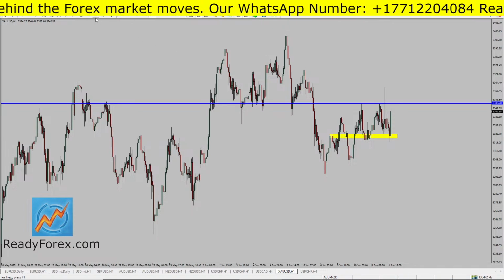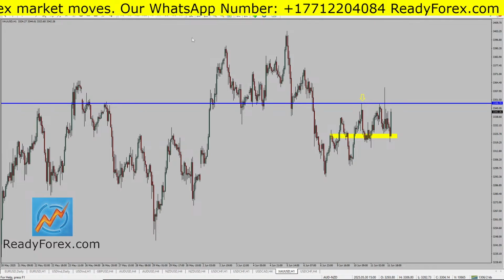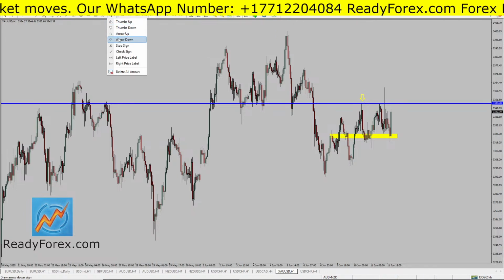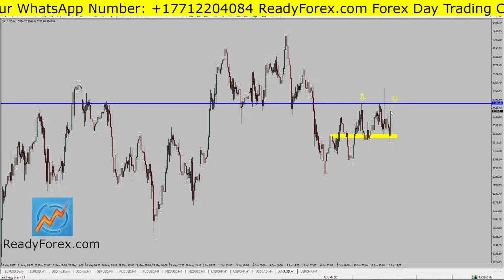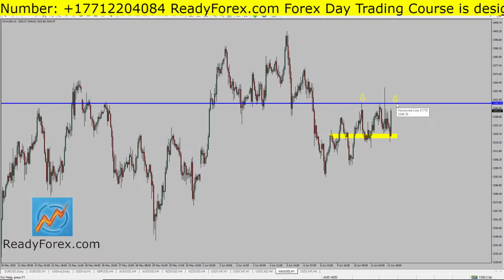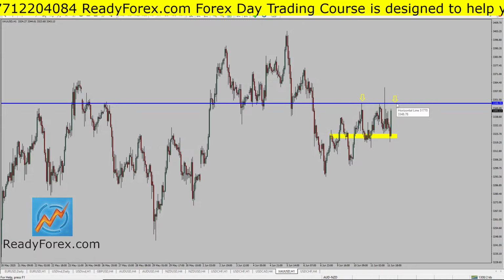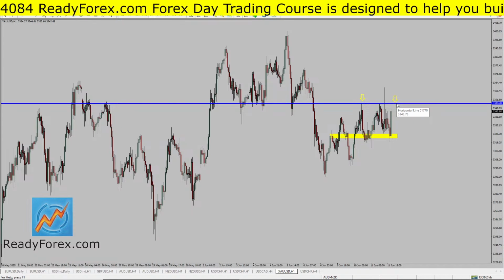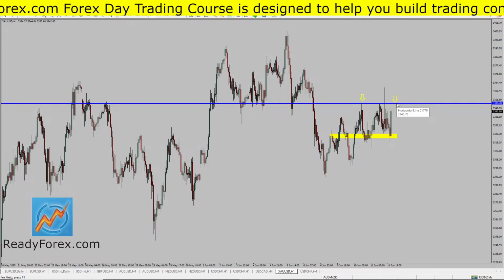Here it is. So we have the resistance over here. Another one would be somewhere over here. Okay, but do not just jump into the market. You want the price action to hit the resistance level and then look for a trading opportunity with a potential high probability, I would say, trade setup.